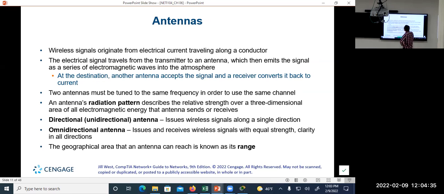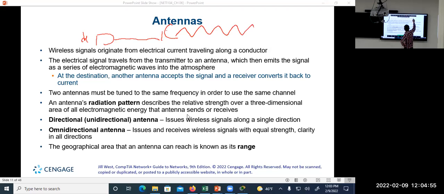So the wireless signal originates from the electrical current traveling along the connector. Normally, if you have something to transmit, you have the device, and you have a connector that you connect to the antenna. The antenna is everything in the frequency in wireless communication, and the electrical signal travels along from the transmitter.